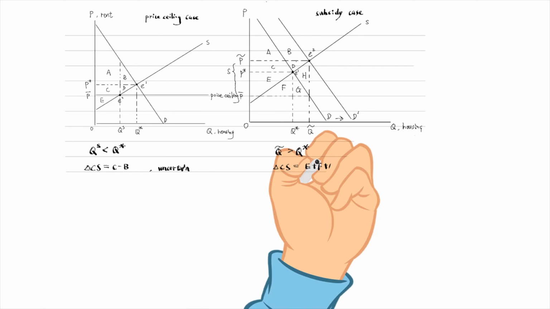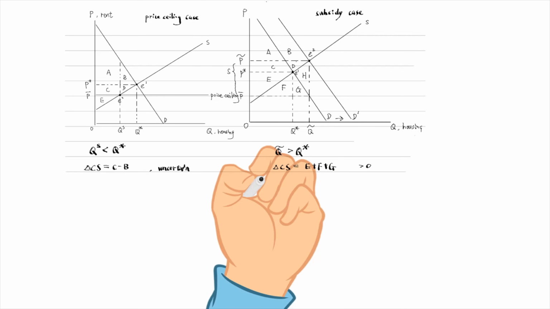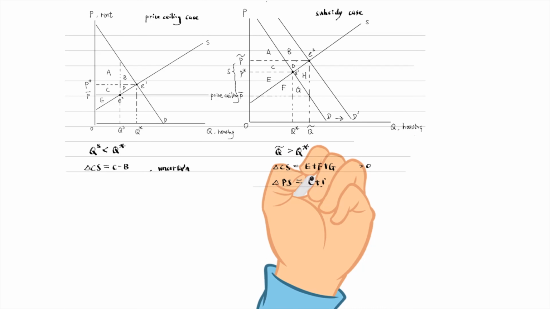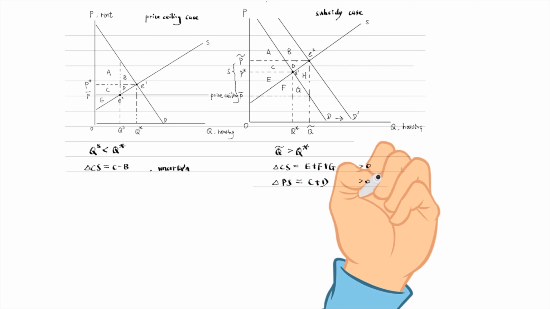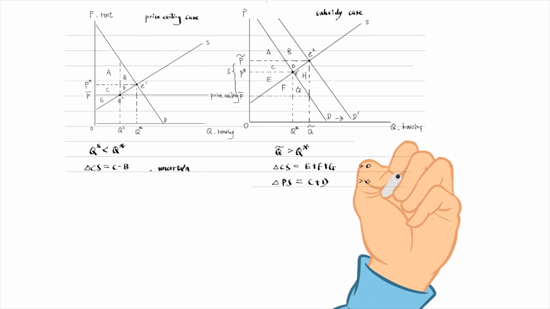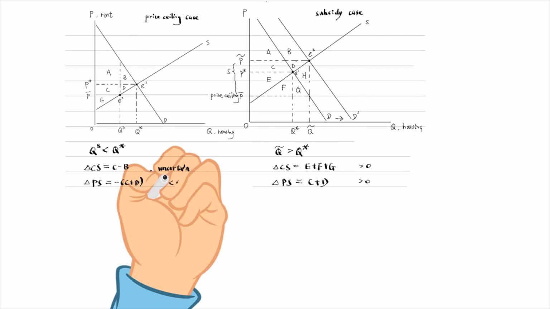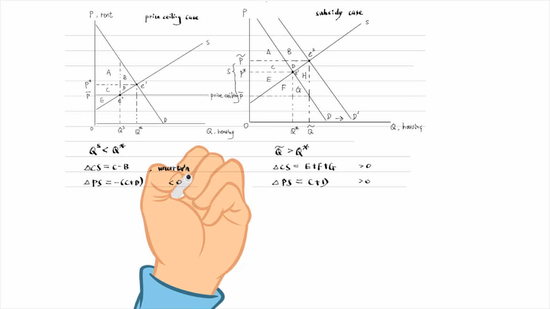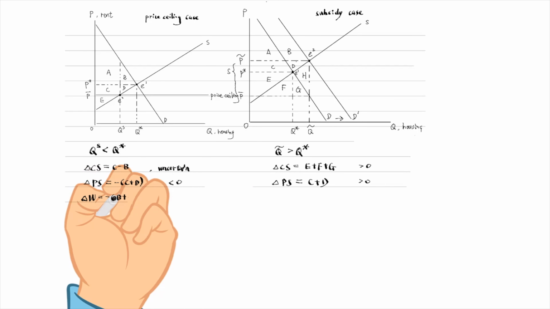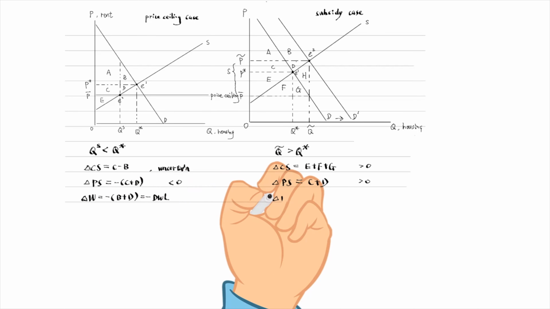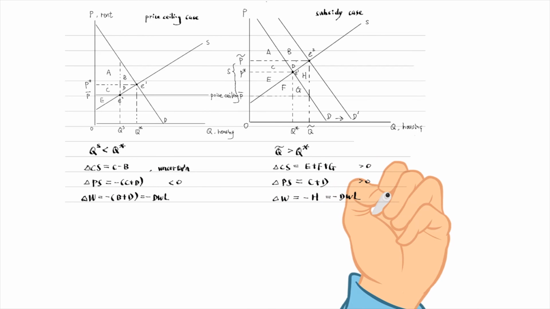The consumer surplus and producer surplus both rise in the subsidy case, but the producer surplus reduces in the price ceiling case. Both the two policies cause deadweight loss. Which one is bigger depends on the elasticities of the demand and supply curves.